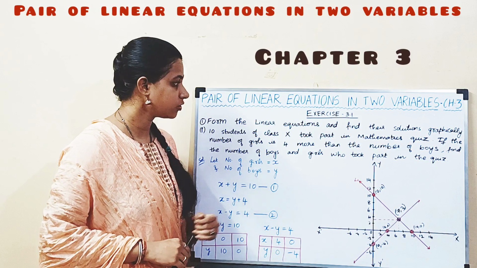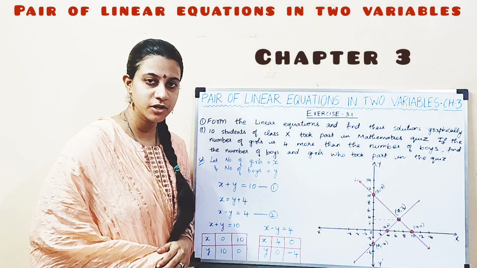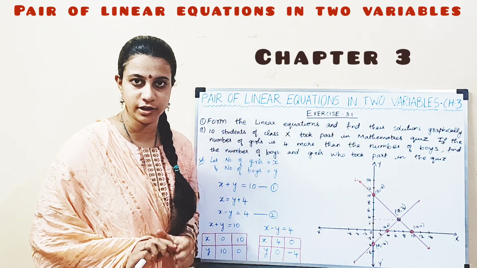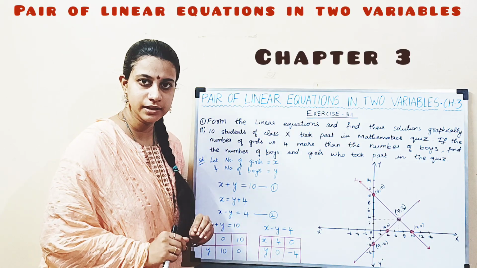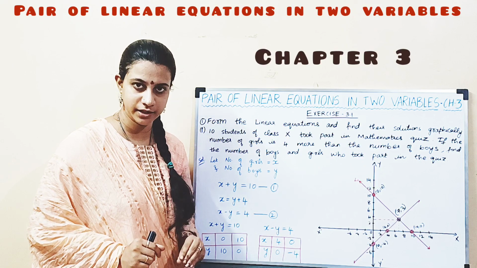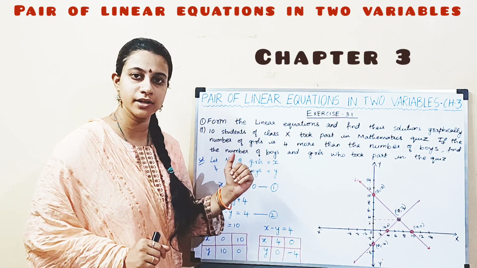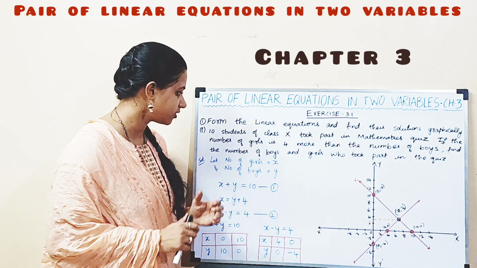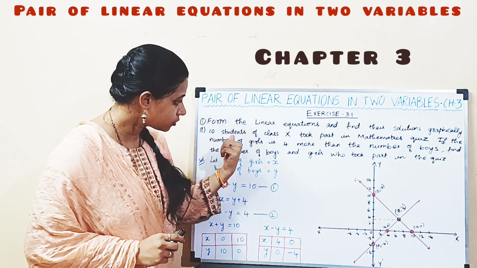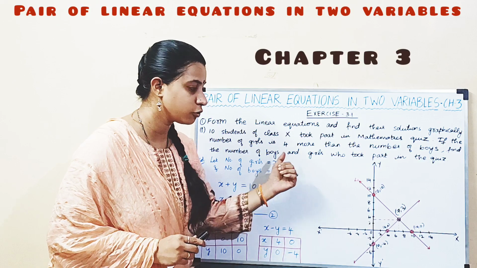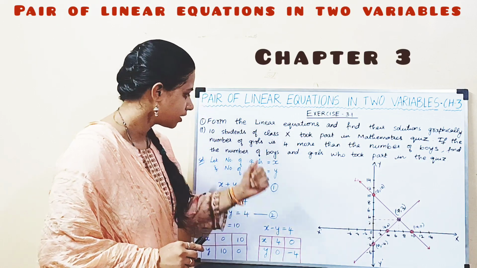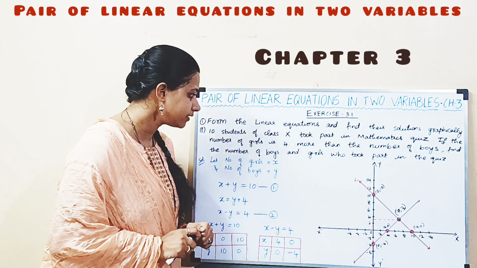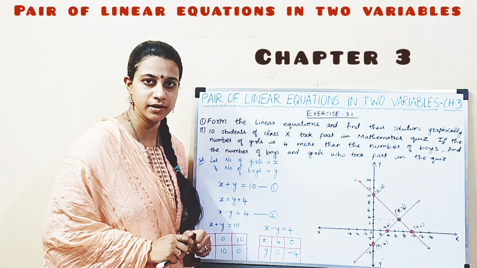Coming to the first question of exercise 3.1, the question reads, form the linear equations and find their solutions graphically. So for the given condition, we have to form the pair of linear equations, and then by plotting it on the graph, we should find the solution graphically. Coming to the first subdivision, the question is that 10 students of class 10 took part in a mathematics quiz. If the number of girls is 4 more than the number of boys, find the number of boys and girls who took part in the quiz.